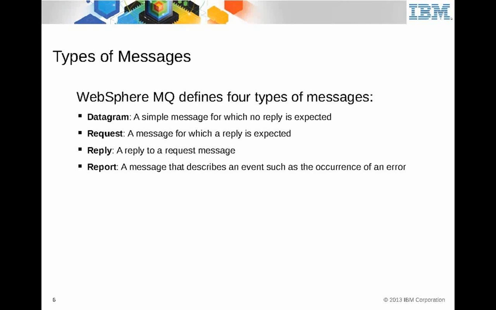And then a report, these are used for when you multi-hop a message, maybe from point A to B to C to D, and you want to know, hey, did it get to B? Did it get to C? Did it get to D? You can get a report message that'll let you know where the message is, how far it's gone through the network. And you can also get a report message when the receiving application actually picks it up, a confirmation of delivery. So those are the 4 types of messages.